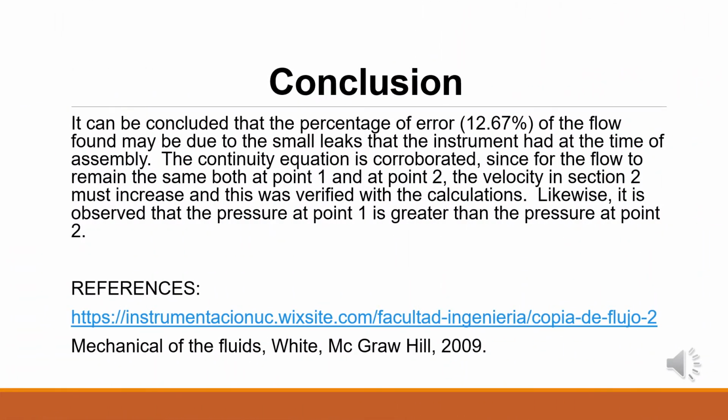Conclusion: it can be concluded that the percentage of error of the flow found may be due to the small leaks that the instrument had at the time of assembly. The continuity equation is corroborated, since for the flow to remain the same both at point 1 and at point 2, the velocity in section 2 must increase, and this was verified with the calculations. Likewise, it is observed that the pressure at point 1 is greater than the pressure at point 2.